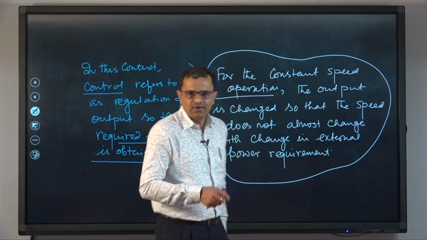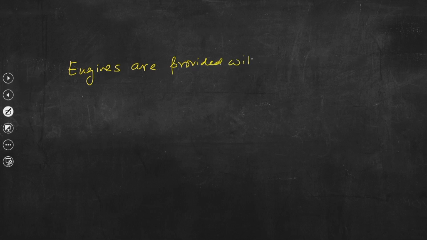Let me write again a few lines for this. What we can understand is that engines are provided with a speed governor, which is also known as a constant speed governor.